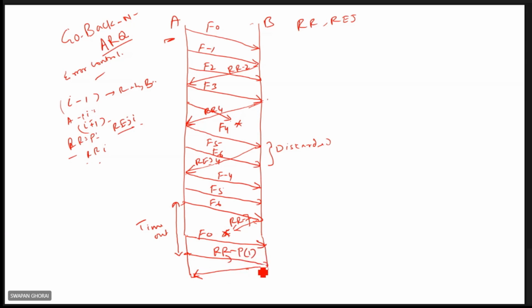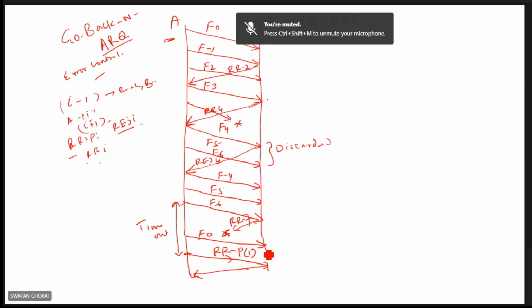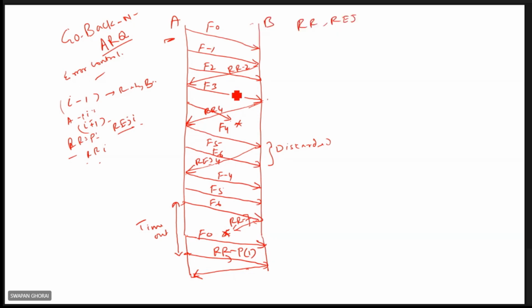You see, the last frame received is F0. So whenever one frame is received, what will be the acknowledgement? Suppose here, F1 is received. The acknowledgement is RR2. That means it has received till frame number 1, ready to receive frame number 2. Now tell me what it should be here. Tell me with this analogy.